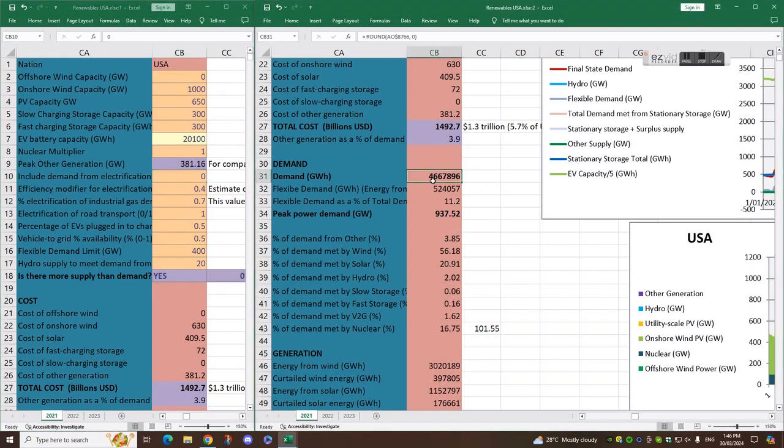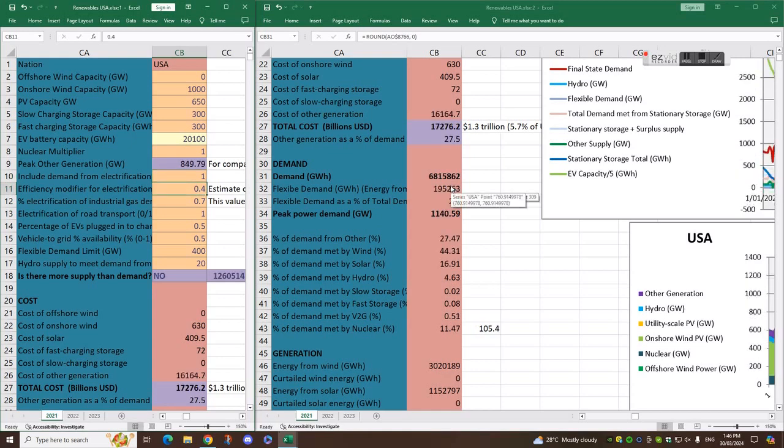So demand currently is the 4.67 million gigawatt hours once we've included the road transport, and we're going to see how it changes. So I'll set it to 1. We can see that demand has increased by about 50%, up to 6.8 million gigawatt hours. A lot of gas is being used in the US, and Germany has similar figures, a similar sort of percentage increase.